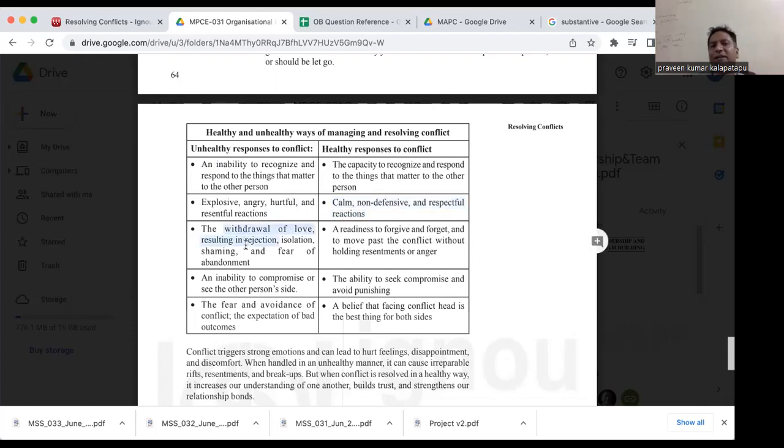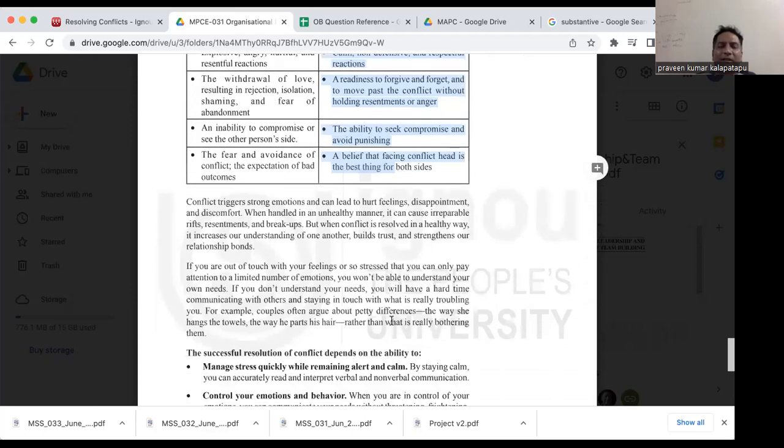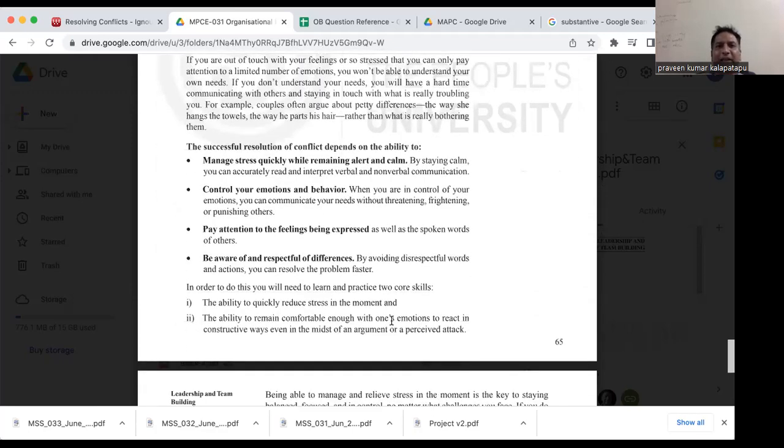Withdrawal of love, resulting in rejection, etc. Readiness to forgive and forget. You should not take it as an enmity. You should rather be forgiving and forgetful, even though it is not your mistake or their mistake or whatever it is. You should have that broad thinking, right? Inability to compromise, ability to seek compromise; fear and avoidance of conflict, facing the conflict. So this is unhealthy, this is healthy. I think these are all points that you can write in your own words, right?